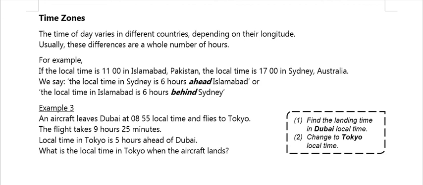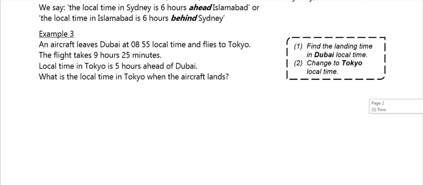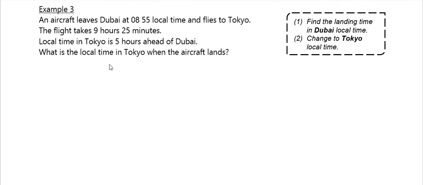So let's have a look at the first example. Here you have to be quite careful. An aircraft leaves Dubai at 8:55 local time and it flies to Tokyo.